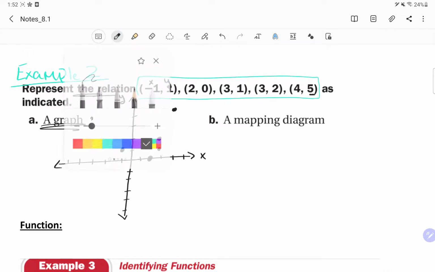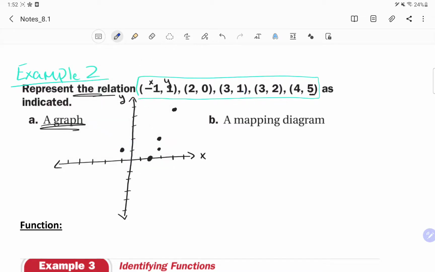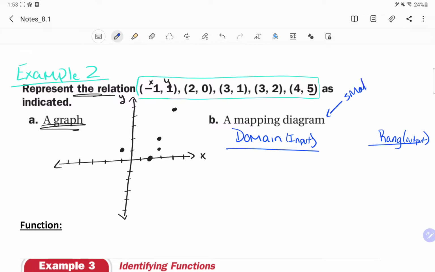To represent it as a mapping, it's not really much harder. It's just something you guys don't really know what it is yet. So to make a mapping, you're going to have your domain or your input, remember they're the same thing, and our range or the output. We're going to just list them from smallest to largest. These are always done smallest to largest. And we're not going to repeat. If a number shows up twice, we're only going to write it once.